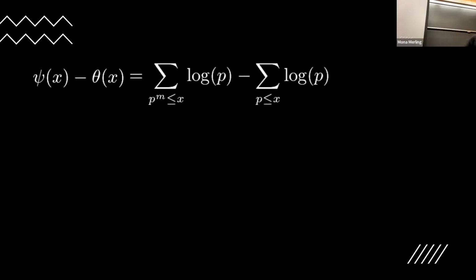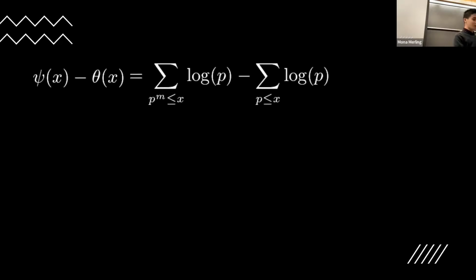How do we find an estimate for psi of x? Well, an interesting thing is we could try to look at psi of x in terms of theta of x. Take psi of x minus theta of x. If you notice something unique about this difference, it's that for all primes whose square is greater than x, they will only have log p counted once, which means it'll be canceled out by all the log p's from theta of x.